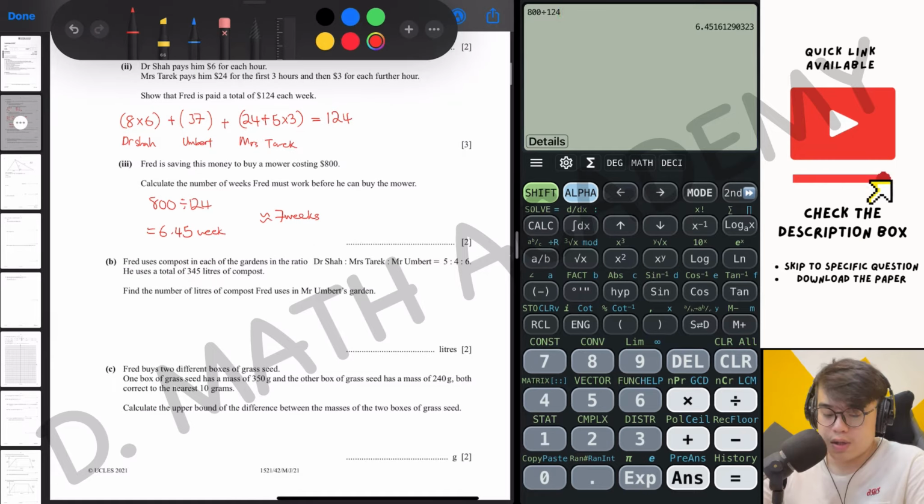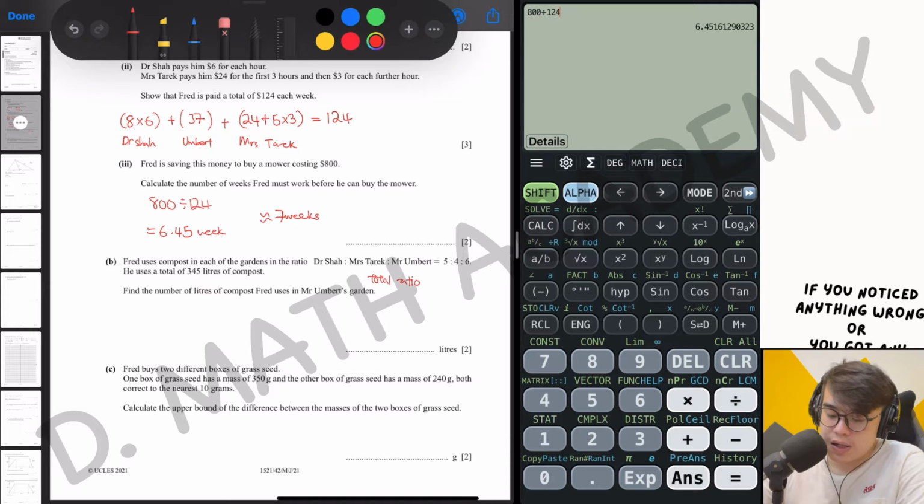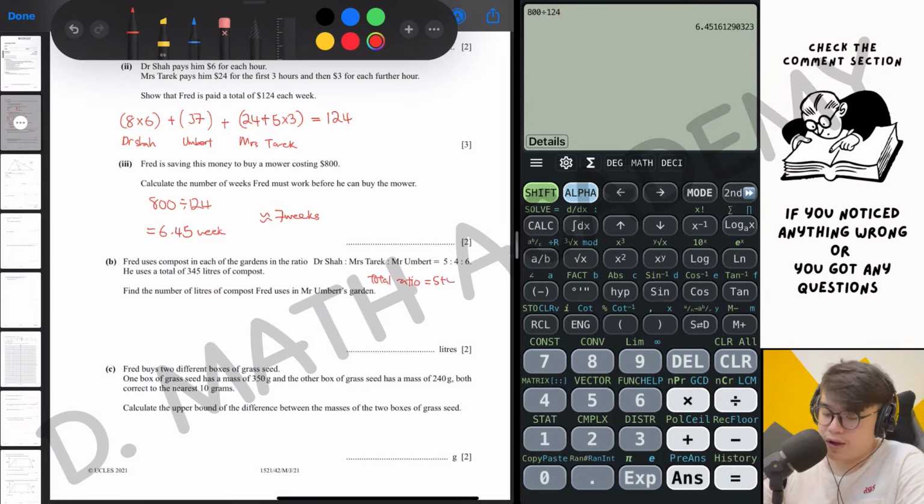Fred uses compost in each of the gardens in a ratio of 4, 5, 4 and 6, using a total of 345 liters. The first thing I'm going to do is find the total ratio. That is by taking 5 plus 4 plus 6, and you get 15. So 345 liters. For Mr. Hubert, that will be 6 over 15. So 345 times 6 over 15, you will get the result as 138.